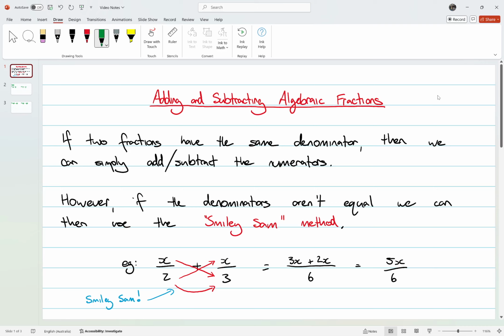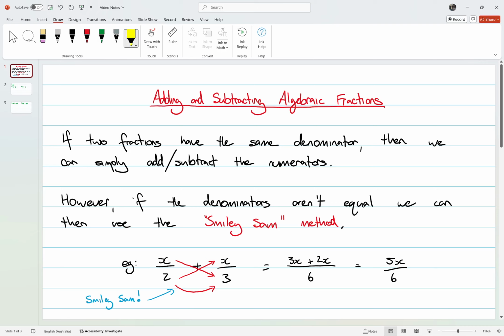So if two fractions have the same denominator, then adding and subtracting is very easy. We simply just add the two numerators or subtract the two numerators, keep the denominator the same, easy peasy. But what we're really focusing on is if the fractions don't have the same denominator. However, if the denominators aren't equal, we can then use what we call the Smiley Sam method.